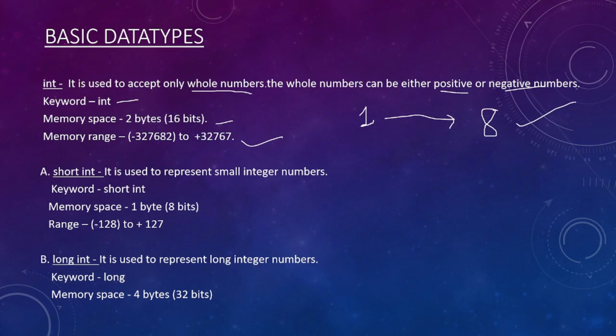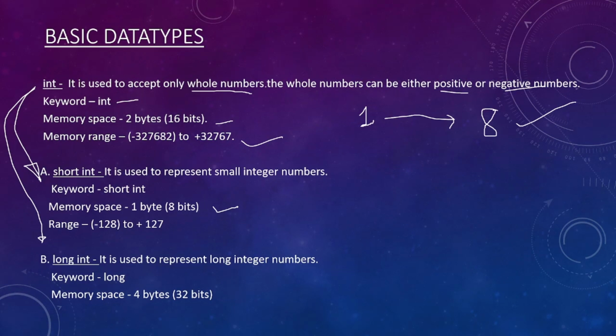Right? Next, under int, as I have told you, you have short int as well as long int. So under short int, what happens? It is used to represent small integer values. I have told you already. Whenever you are declaring small integer numbers where 2 bytes is more, you can opt for short int, while it allocates only 1 byte. So whenever you have small integer values, opt for short int.